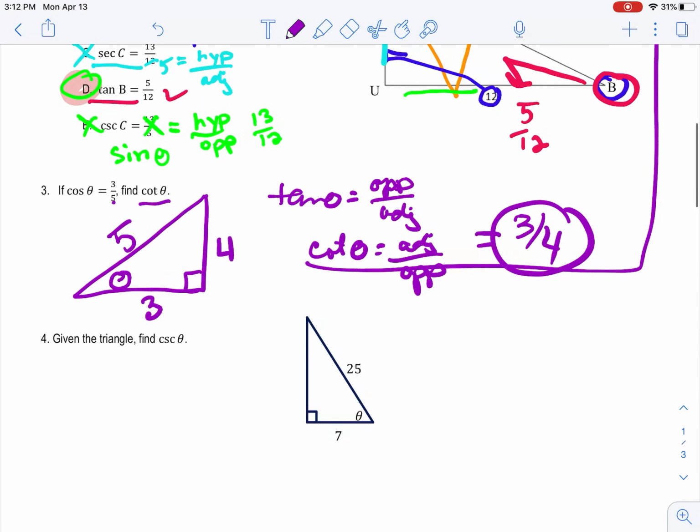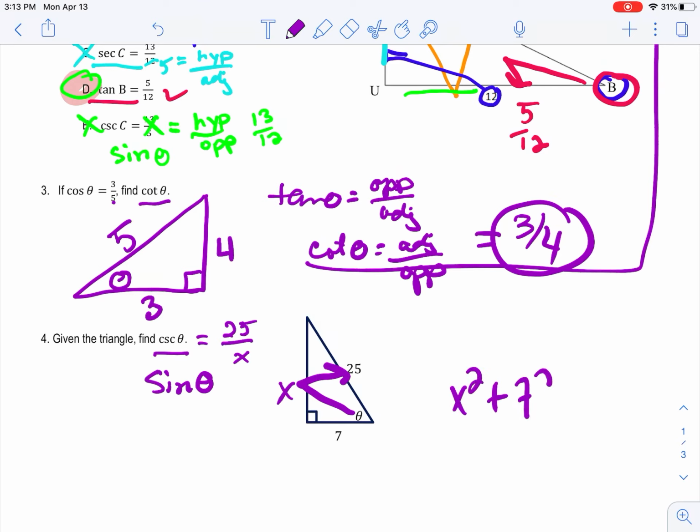Given the triangle, find the cosecant. Cosecant goes with sine, it's its reciprocal. So if I had sine, I would have this piece. I don't have that extra piece though, so I'm going to have to solve for that. And cosecant means I'm actually going to have to flip it over. So it's going to be 25 over x. I just have to solve for x.